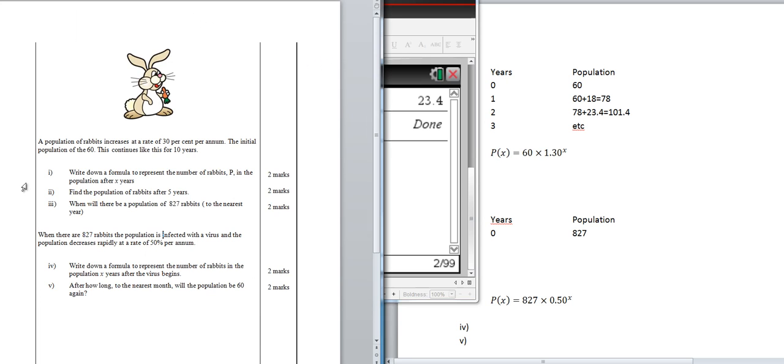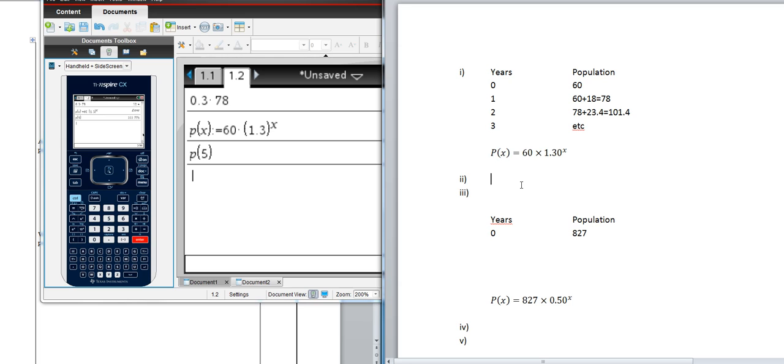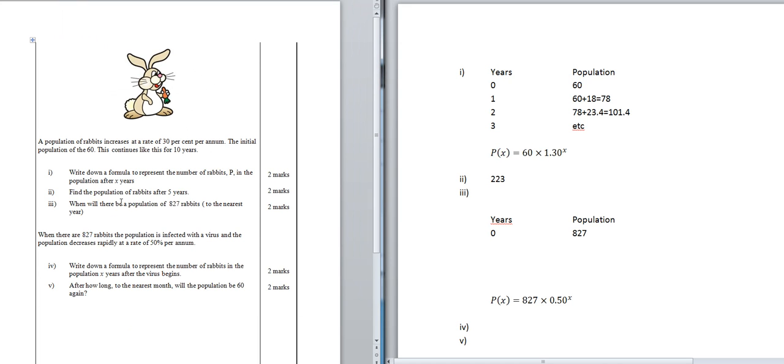So they want us to find out the population after 5 years. So we're just going to write p of 5 because x is 5. 222.7, so we're going to say 223 rabbits. Number 3, when will there be a population of 827 rabbits to the nearest year?